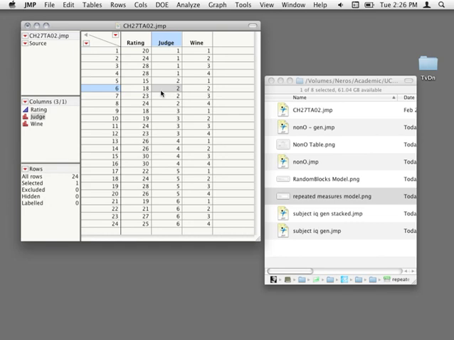But for JMP, you have to have it like this, right? Because what it's really considering this is a blocked type model. So your subjects or your judges are just random blocks. You're observing them over multiple times, and you can estimate for them the effect of a fixed effect.